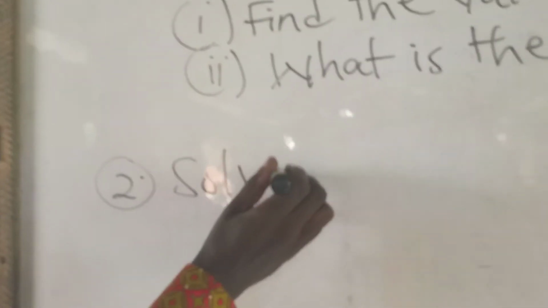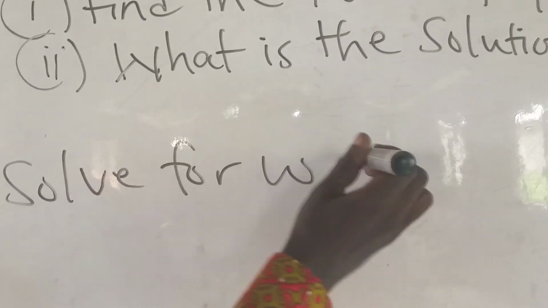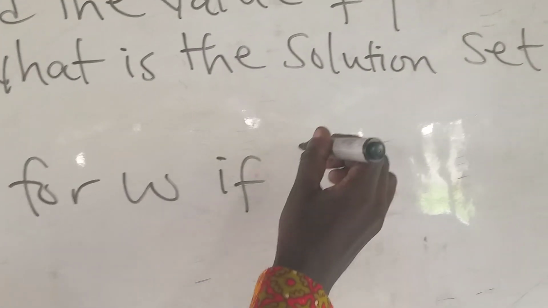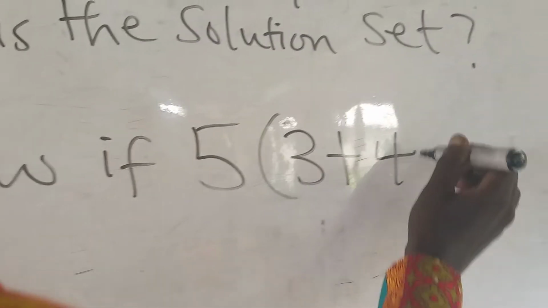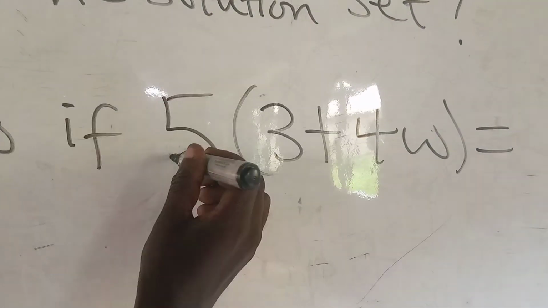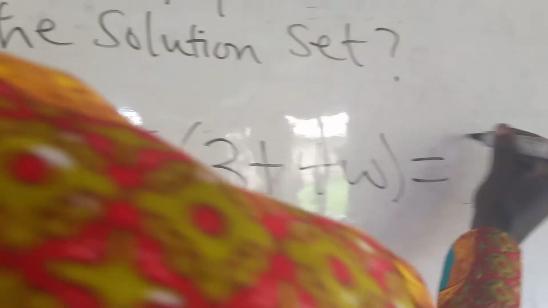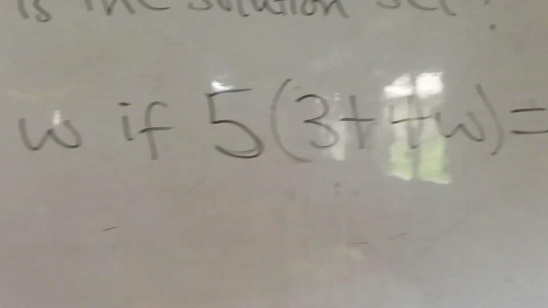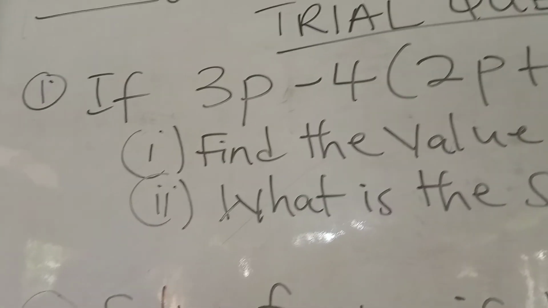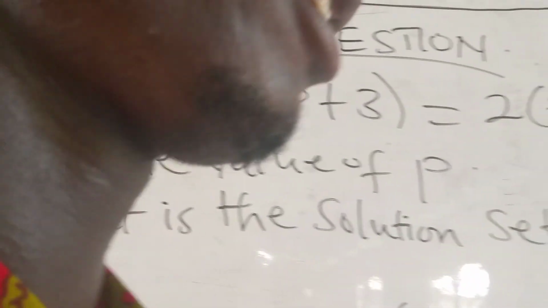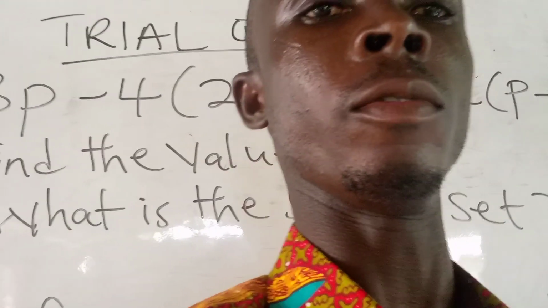2. Solve for w, if 5(3 plus 4w) is equal to 8(2 minus 3w). So try these questions at your leisure time. And this brings us to the end of this session.